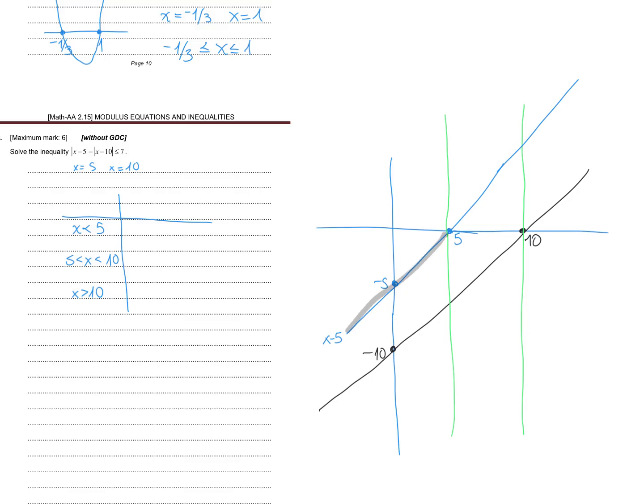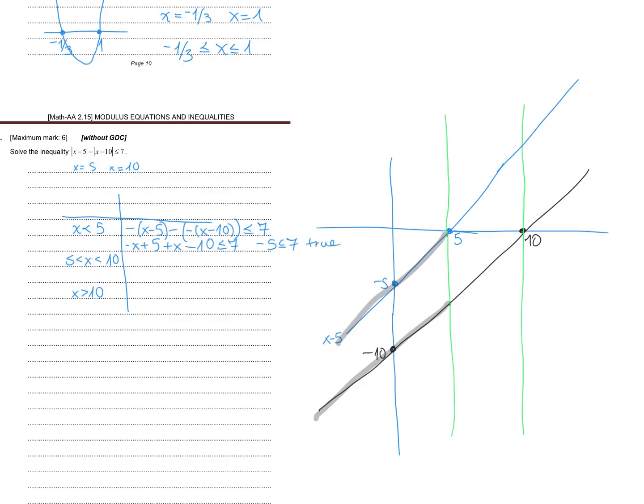Okay, so you can see that before 5, they're both negative. So we're going to have negative (x minus 5) minus negative (x minus 10) less than or equal to 7. So if we solve this, negative x plus 5, negative x plus x, and then plus 10 minus 10, less than or equal to 7. So we get 5 is less than or equal to 7, which is true.